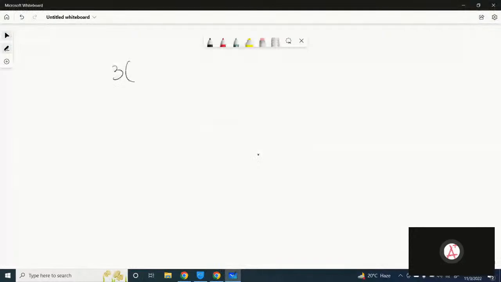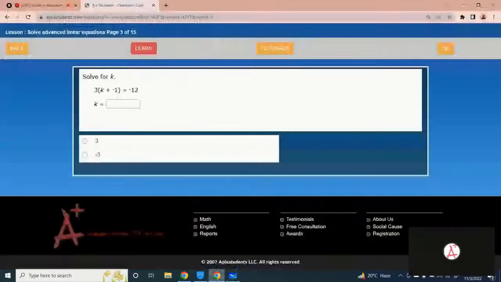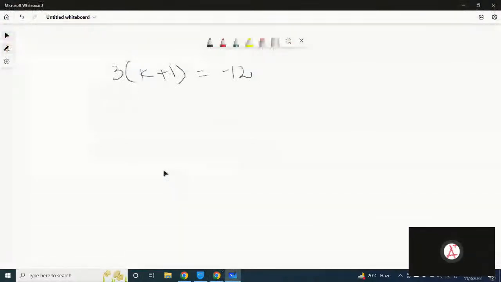It would be 3 times k plus 1. I think, let me just confirm. k plus negative 1, and that equals, I think, negative 12. Yes, it is negative 12. Got it. Let me write it down again. 3 times k plus negative 1 equals negative 12. Got it?